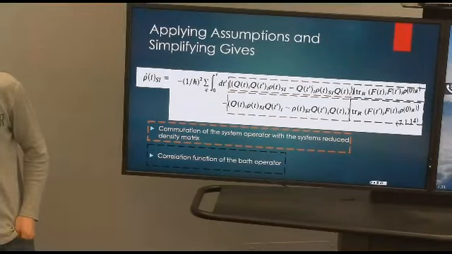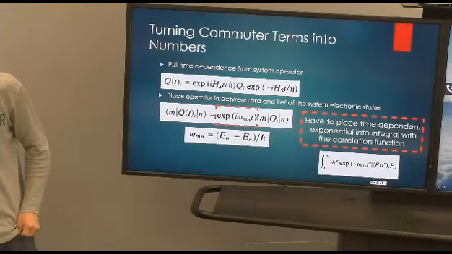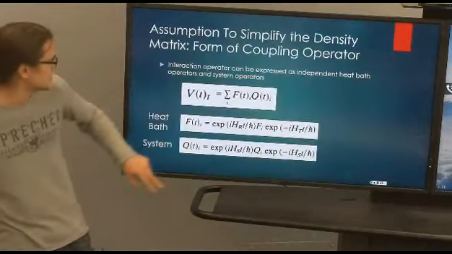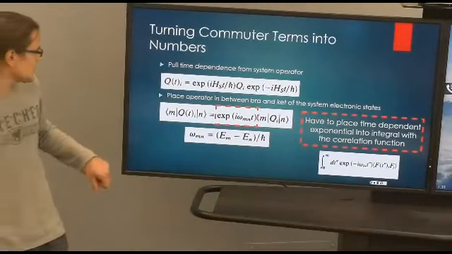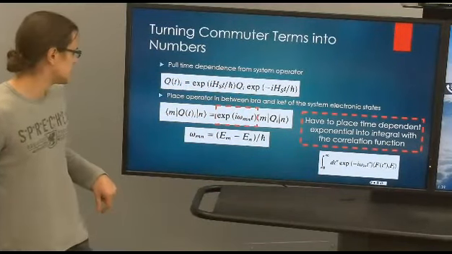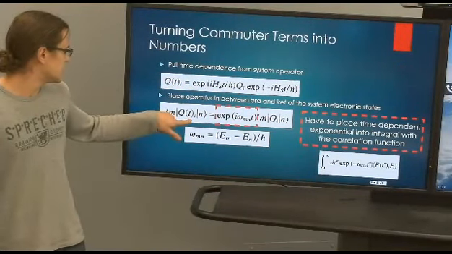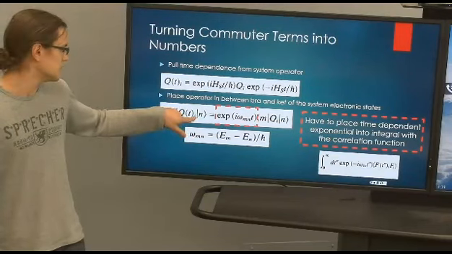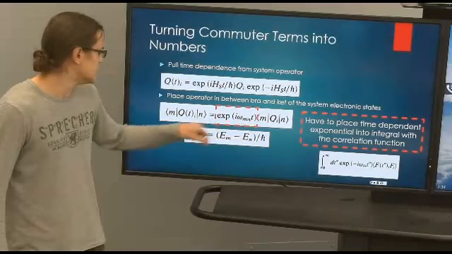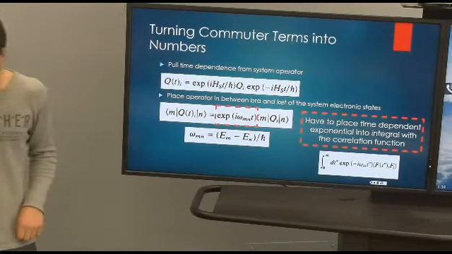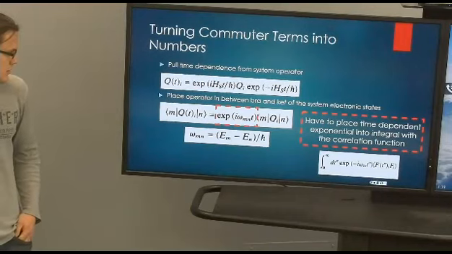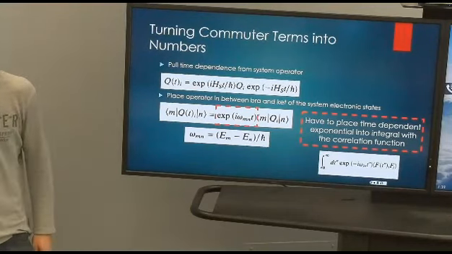So from here, we can make this equation look a little bit nicer by doing a couple of manipulations. So we can turn all these commutator terms here into numbers. If we take the time dependence, because in the interaction picture we have the two exponentials there. So if we take two electronic states and then convolute the operator, we can get a matrix product there and then pull the time dependence out. And then what we do with that time dependence, we put it into the integral with the correlation function.